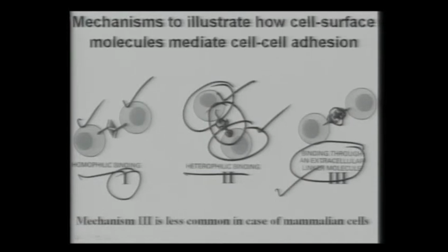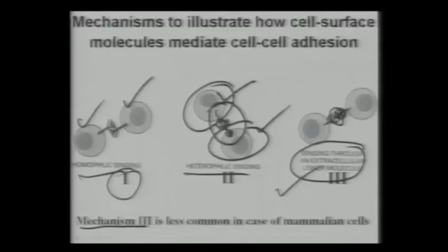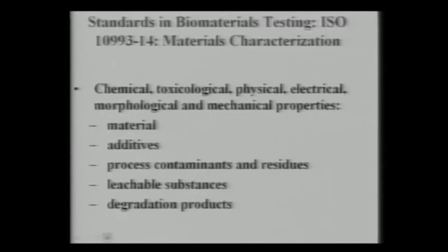The statement written here says that mechanism 3 is less common in mammalian cells. Whatever biological or mammalian cells you are using in the laboratory, or that are relevant to various biomedical applications, it is mostly mechanism 1 or mechanism 2 which are dominant. Standards in biomaterials testing: ISO 10993-14, that is the materials characterization.